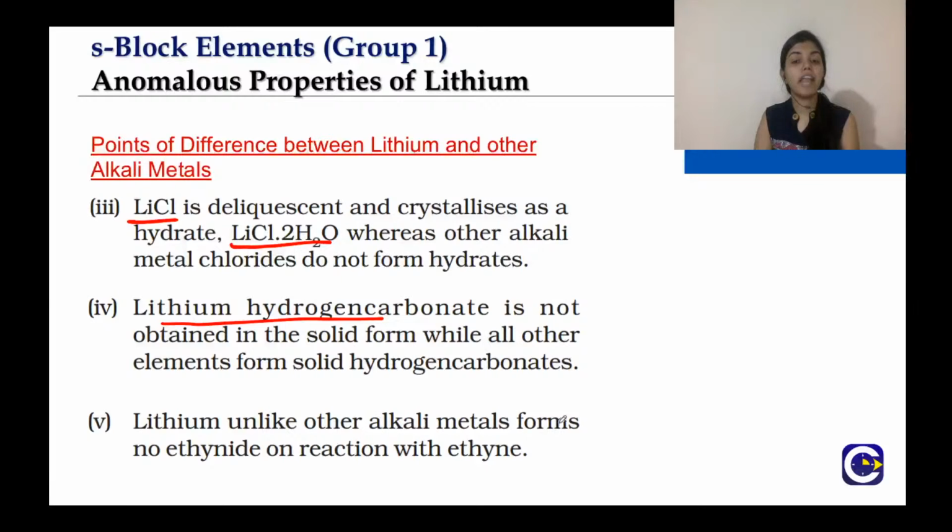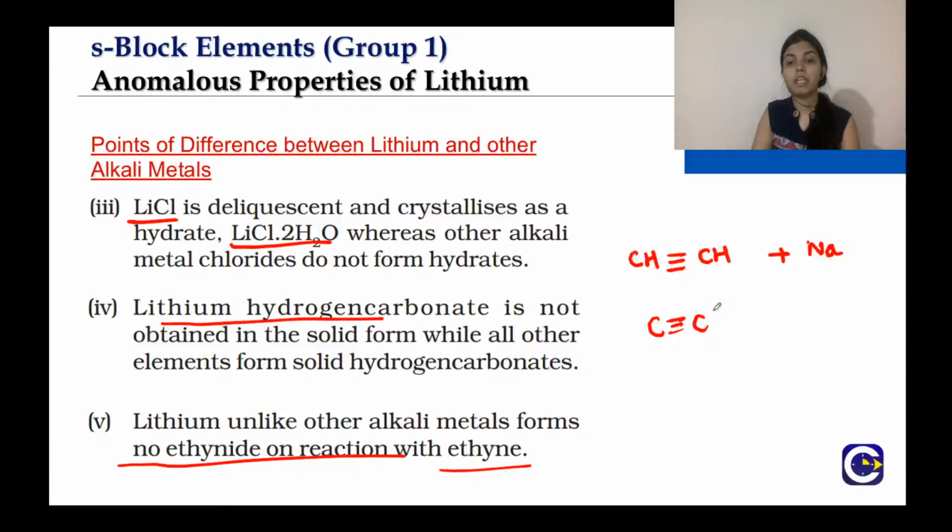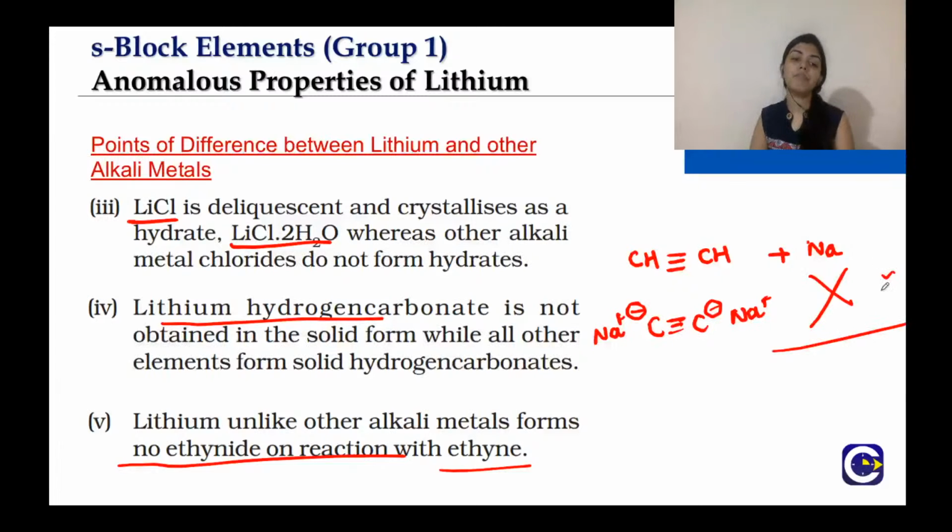Lithium, unlike other alkali metals, forms no ethanide on reaction with ethine. I guess we have discussed this in the previous session. This is ethine gas. So, if it reacts with sodium, it will give you what? C triple bond C negative, Na plus here and Na plus here. But the same is not done by lithium. So, this is a property which differentiates lithium from its other group members.